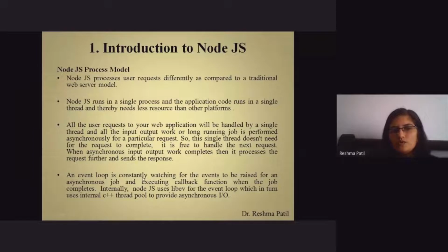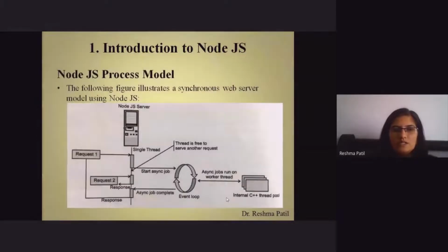An event loop is constantly watching for events to be raised for an asynchronous job and executing the callback function when the job completes. Internally, Node.js uses libev for the event loop, which in turn uses an internal C++ thread pool to provide asynchronous input output. So remember this: only one single thread is there which is going to handle all the requests of users.